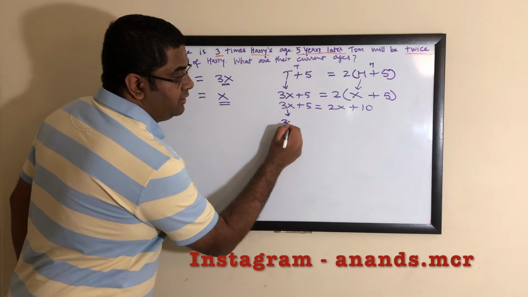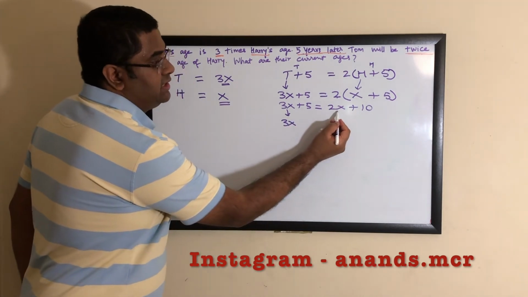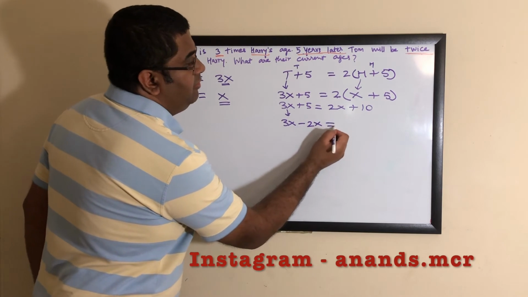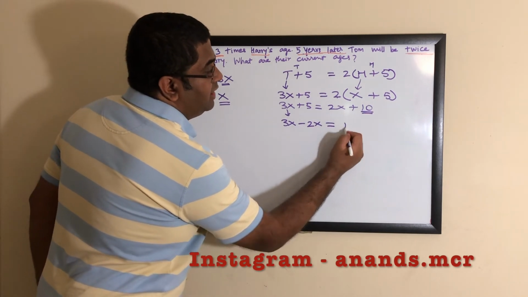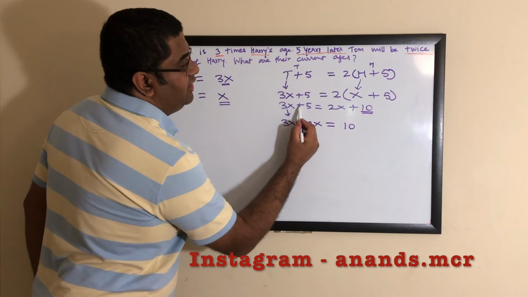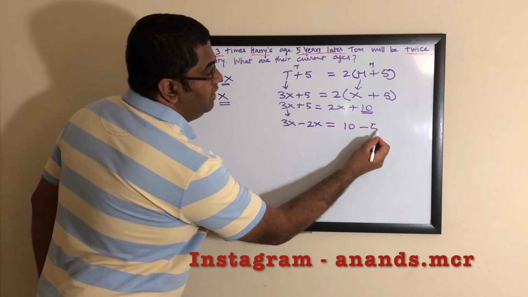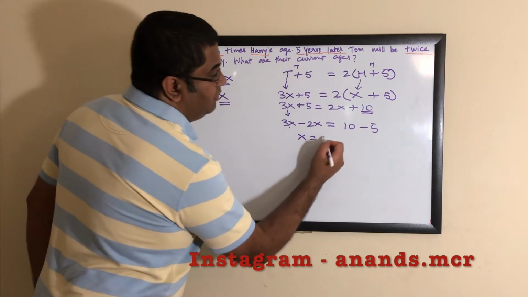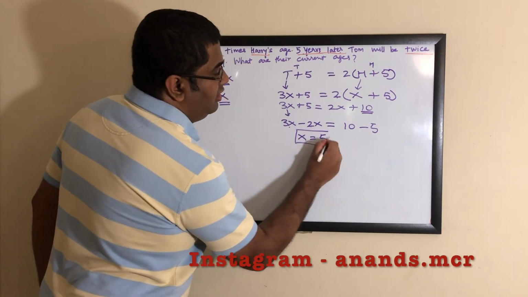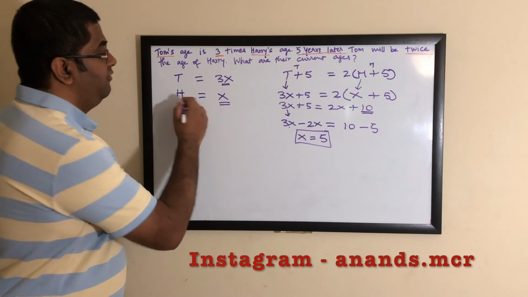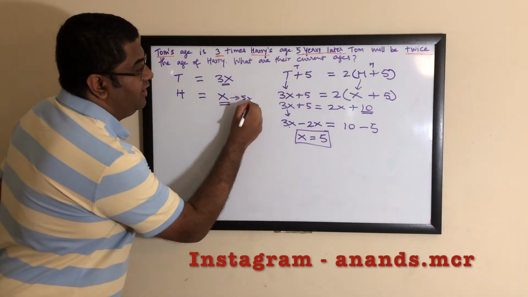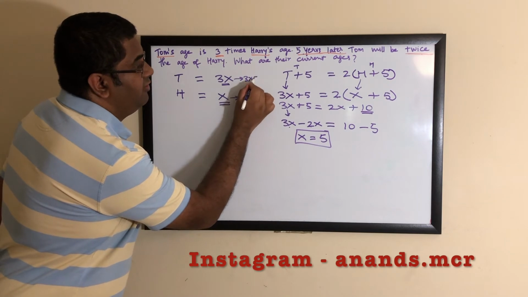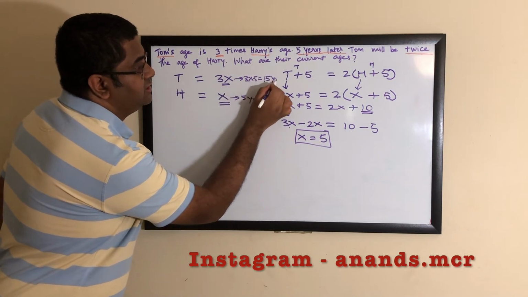Let us retain 3x here, and 2x is on the right hand side. When it moves over to the left hand side, this will be minus 2x, equal to, we retain the number 10 on this side, and 5 is on the left hand side. When we move it to the other side, it is minus 5. Now 3x minus 2x is equal to x, and 10 minus 5 is equal to 5. So we got the value of x as 5, which means that Harry's age is 5 years and Tom's age is 3 times 5, which is equal to 15 years.